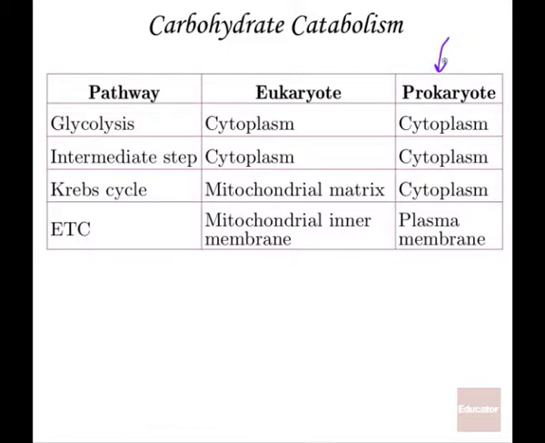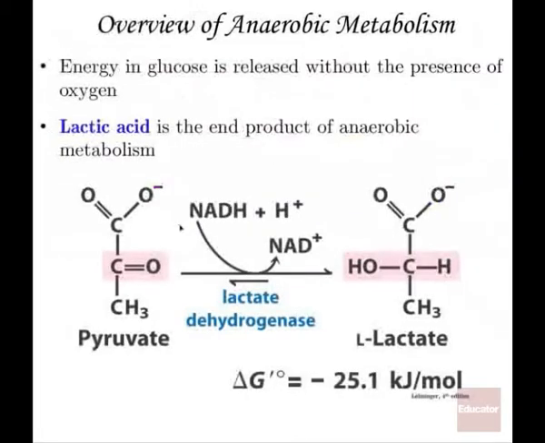Now, the eukaryotes have the Krebs or the citric acid cycle and electron transport chain or oxidative phosphorylation. Those two processes occur in the mitochondria, but because prokaryotes don't have one, they continue to engage in the Krebs cycle in the cytoplasm, and then they use the plasma membrane just in the same way that the mitochondrial membrane is used in terms of the electron transport chain.